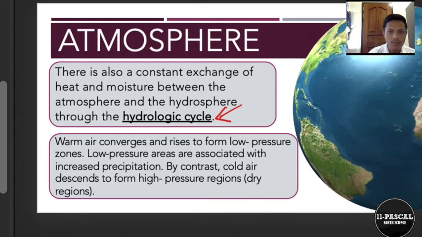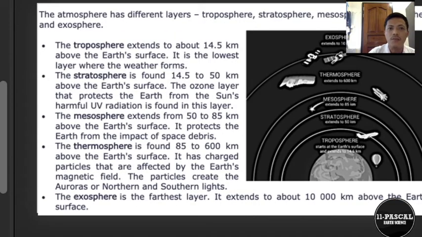So when we talk about atmosphere, we talk about four or five terms here. These are the different layers of our atmosphere. If you look at the illustration here, starting from the lowest part, near the surface, we have the troposphere, the stratosphere next, the mesosphere, the thermosphere, and the last one, the exosphere.